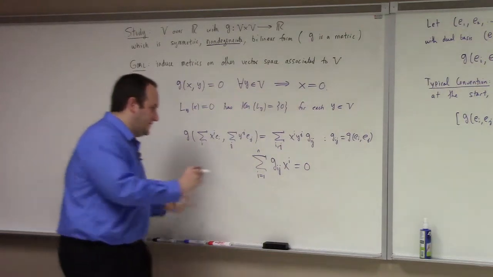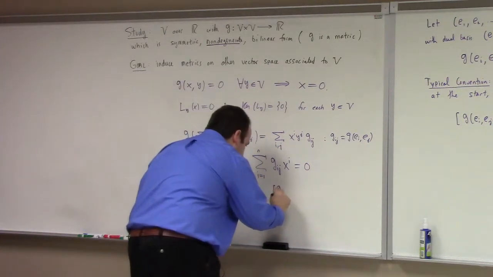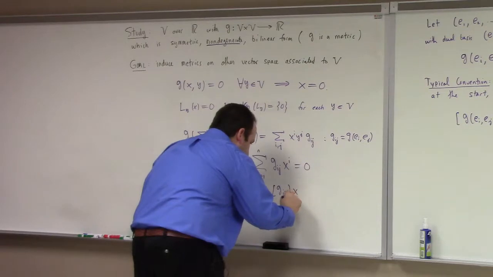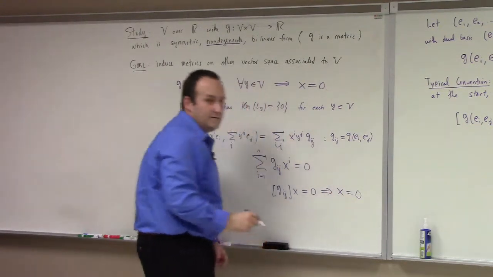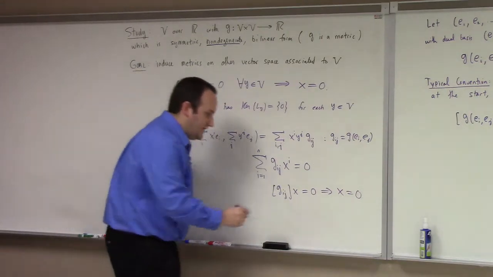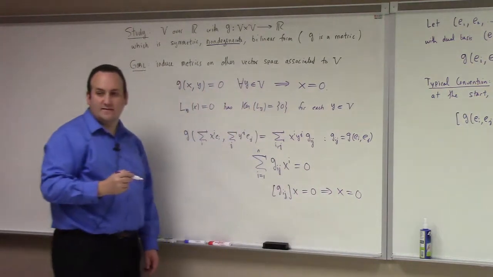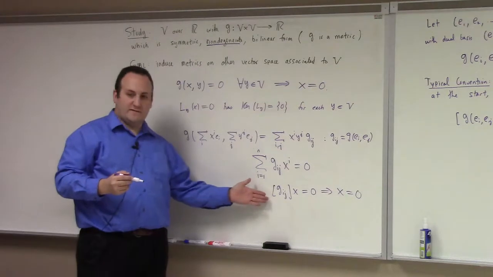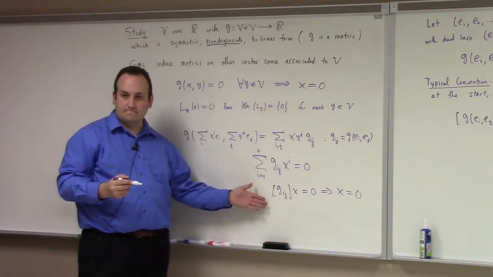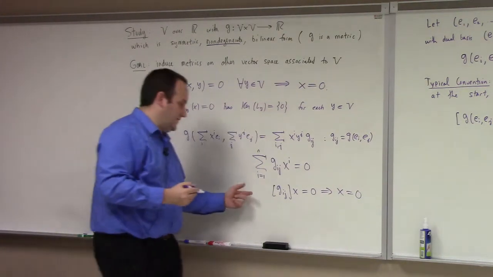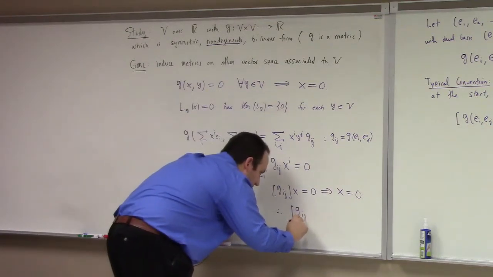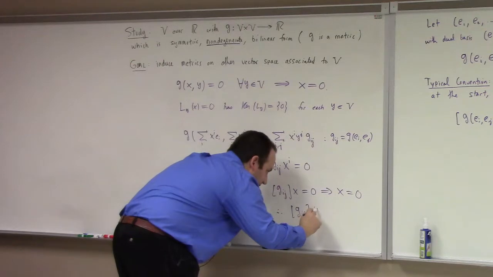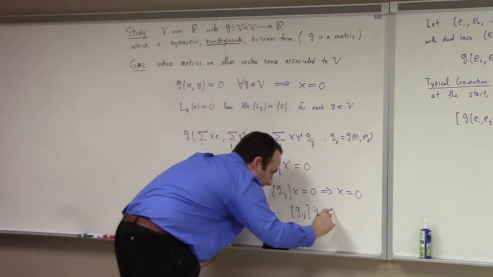In other words, this says the matrix g_ij times the vector x equal to 0 implies that x is equal to 0. And of course, basic linear algebra tells you that you can do the converse, right? So that means that this matrix is invertible. If it only has the 0 solution, therefore g_ij is invertible. Do we agree?